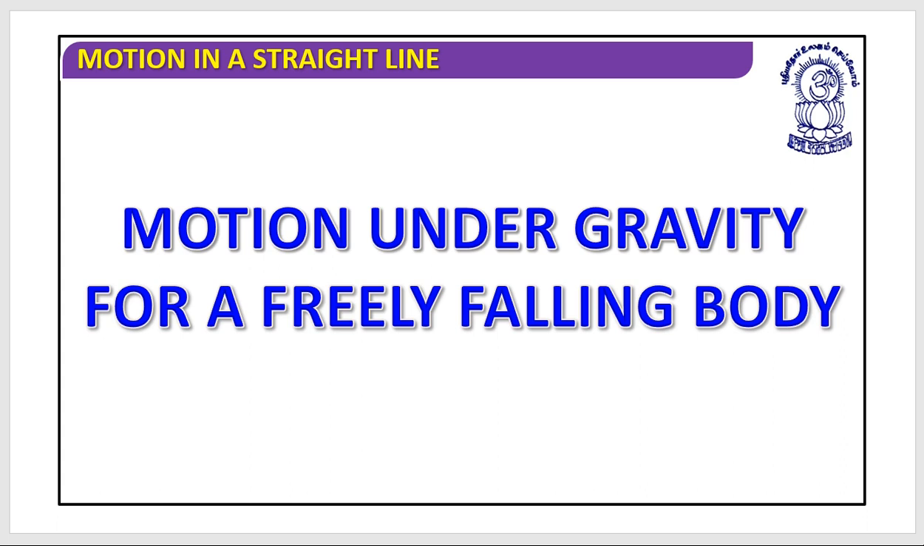Today we are going to discuss the motion under gravity for a freely falling body. In the previous class, we discussed the basic formulas of the motion under gravity, what should be done when an object is thrown in the upward direction, what should be done when an object is freely falling, and all that. Today we are going to discuss some very good applications based on this concept only. So let's begin with today's class.